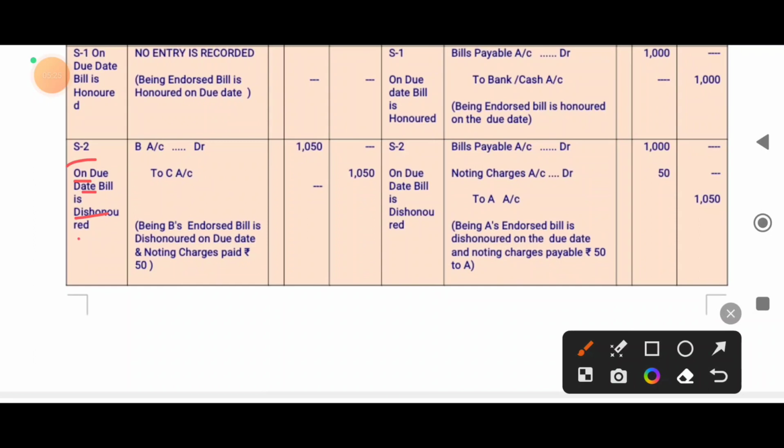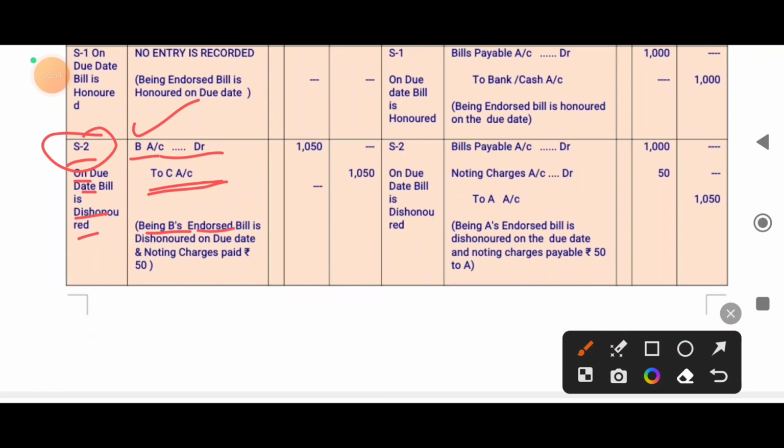On due date, endorsed bill is dishonored. Situation 2, you endorsed the bill, that has been dishonored. So B account will be debited to C account because A has to get money from B. So again he will debit the B account, and he has to pay to C, including noting charges. So he will credit the C account.